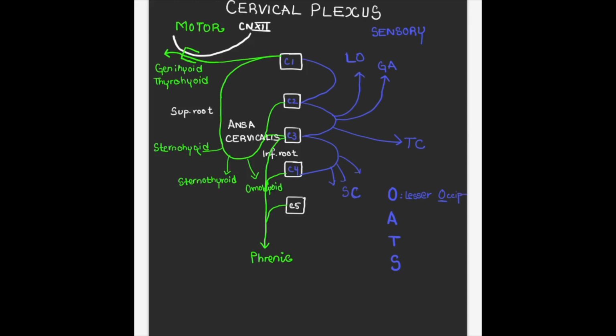C3 and C4 communicate to form supraclavicular nerves, and there are three supraclavicular nerves. An easy mnemonic that I use to memorize this is OATS. O for lesser occipital, A is for greater auricular, T is for transverse cervicalis, and S is for supraclavicular.